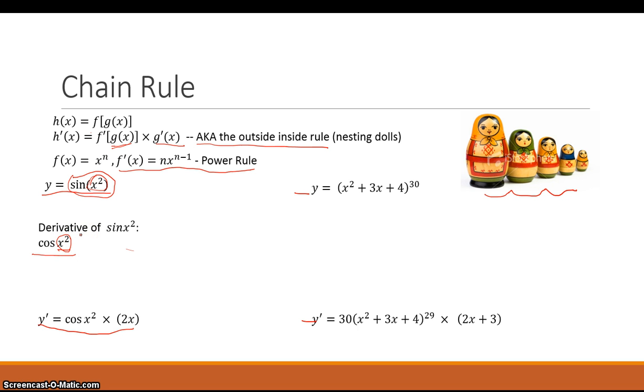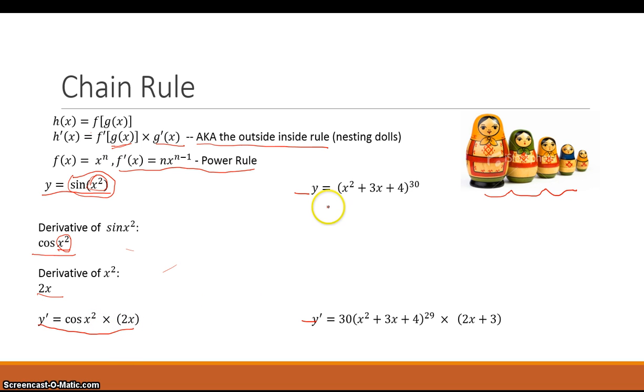And then you've got the derivative of the x squared, which in this case would be analogous to g of x. So the derivative of x squared is just 2x. Again, that's straight out of the power rule. Then you multiply them together, and you end up with cosine of x squared, the derivative of the outside leaving the inside alone, times the derivative of the inside.